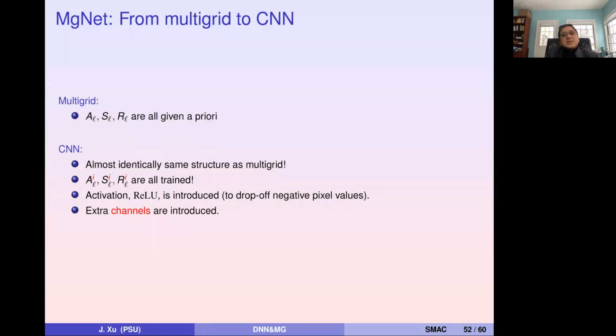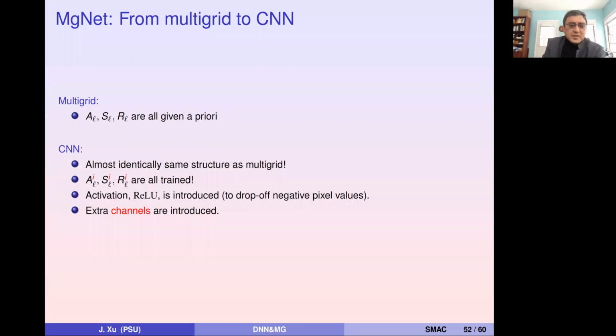The only thing which is different from the traditional multigrid method is that we introduce extra channels. One of the reasons that this neural network is getting bigger and bigger: on the one hand, we like over-parameterization, as I mentioned earlier. On the other hand, people in the deep learning community say you need a lot of parameters so that it generalizes well. These days you have transformers with lots of parameters, trained forever.